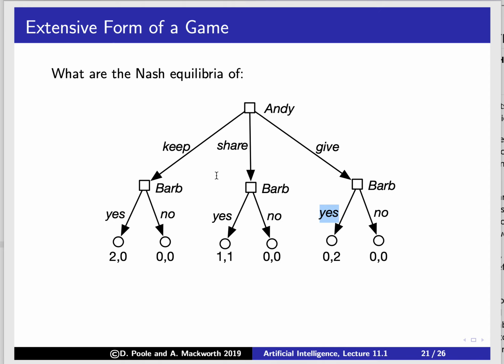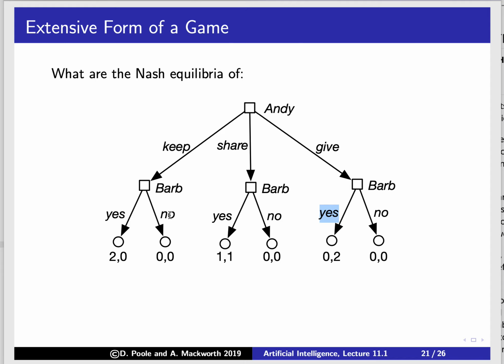So Andy's not going to decide to keep because then Andy gets 0, 0. So if you look at this one here, if Andy says to keep, then it's not in it. So Barb saying no turns out to be part of a Nash equilibrium. Well, Barb could say yes as well because that's equally bad to Barb as saying no. The only time that Barb would be incentivized to say yes is if Andy's either going to share or give. Okay, so there's lots of Nash equilibria in here.